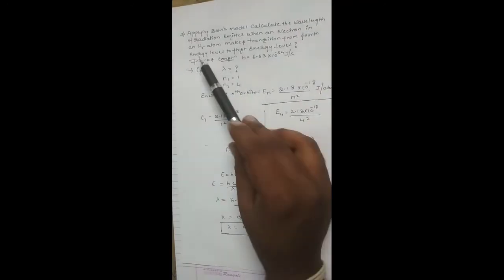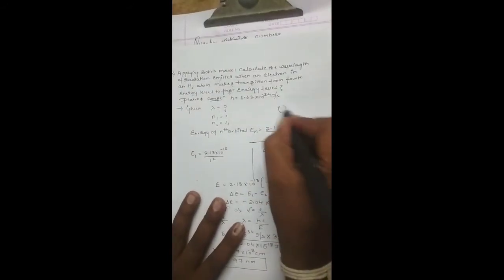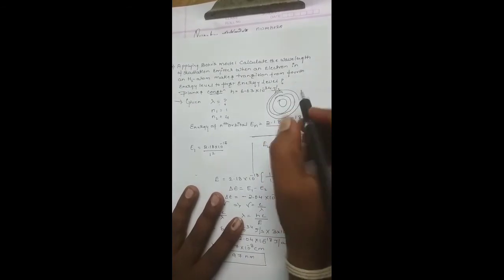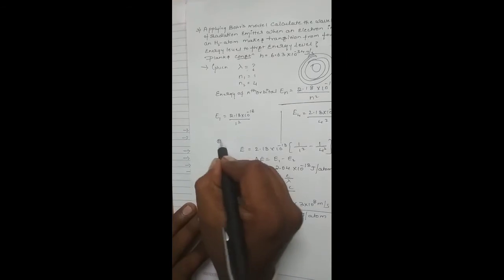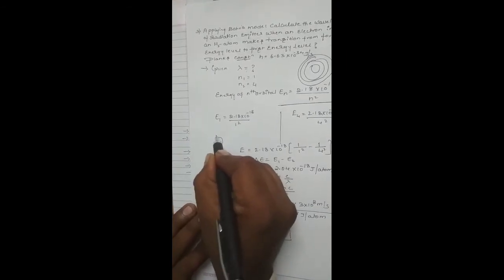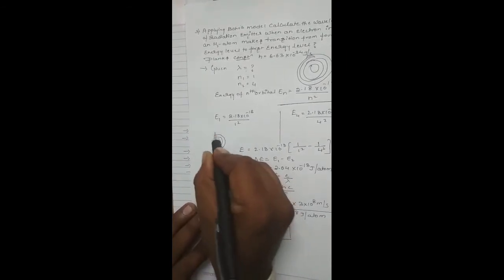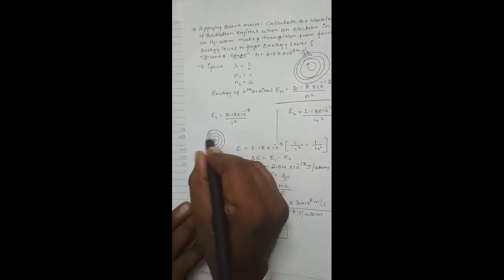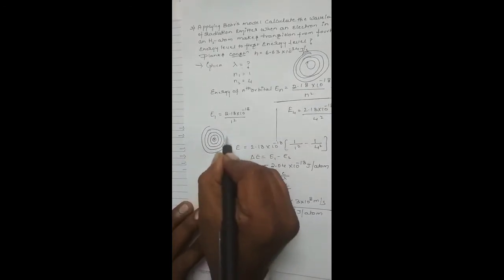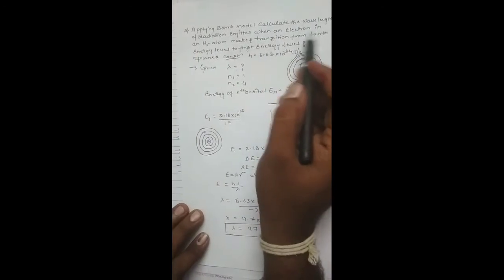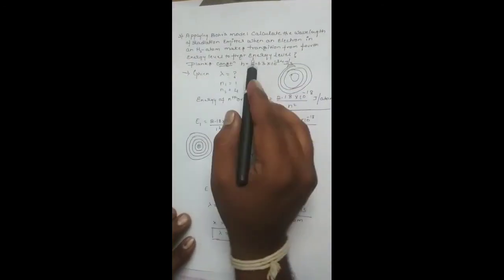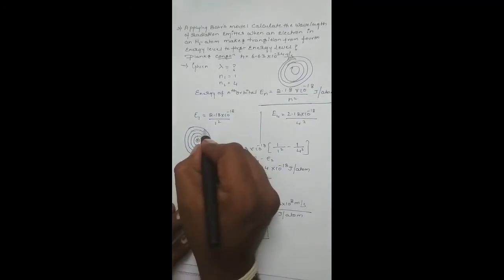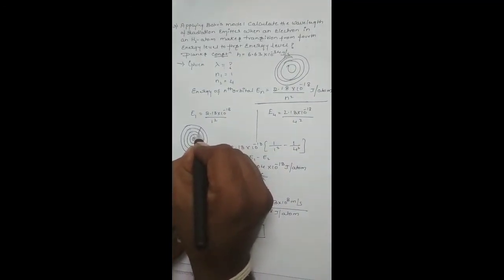If you take an orbital, sorry, the diagram first. I'm writing here: nucleus, first orbital, second orbital, third orbital, fourth orbital. What they're telling is, when an electron in a hydrogen atom makes a transition from the fourth energy level to the first energy level, you see this is 4, correct? 4 to the first orbital.